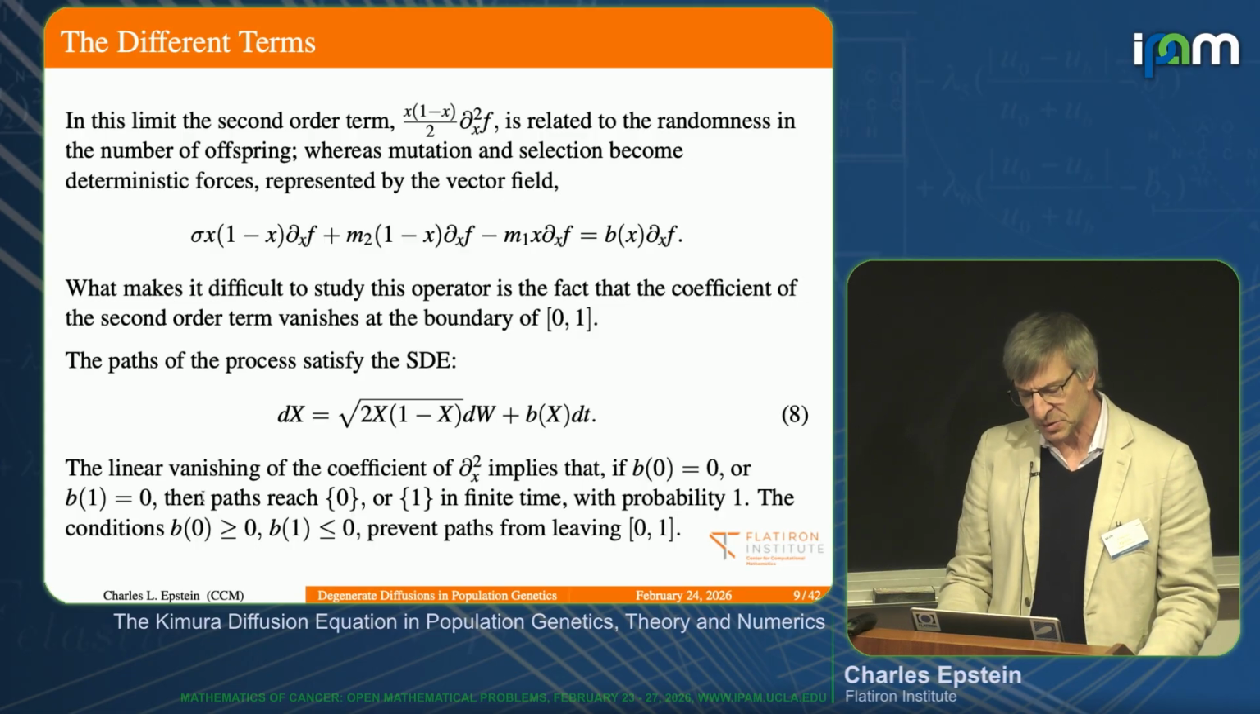So 0 and 1 can be absorbing states, and whether they're absorbing states or not just depends upon whether the vector field is 0 or non-zero there.